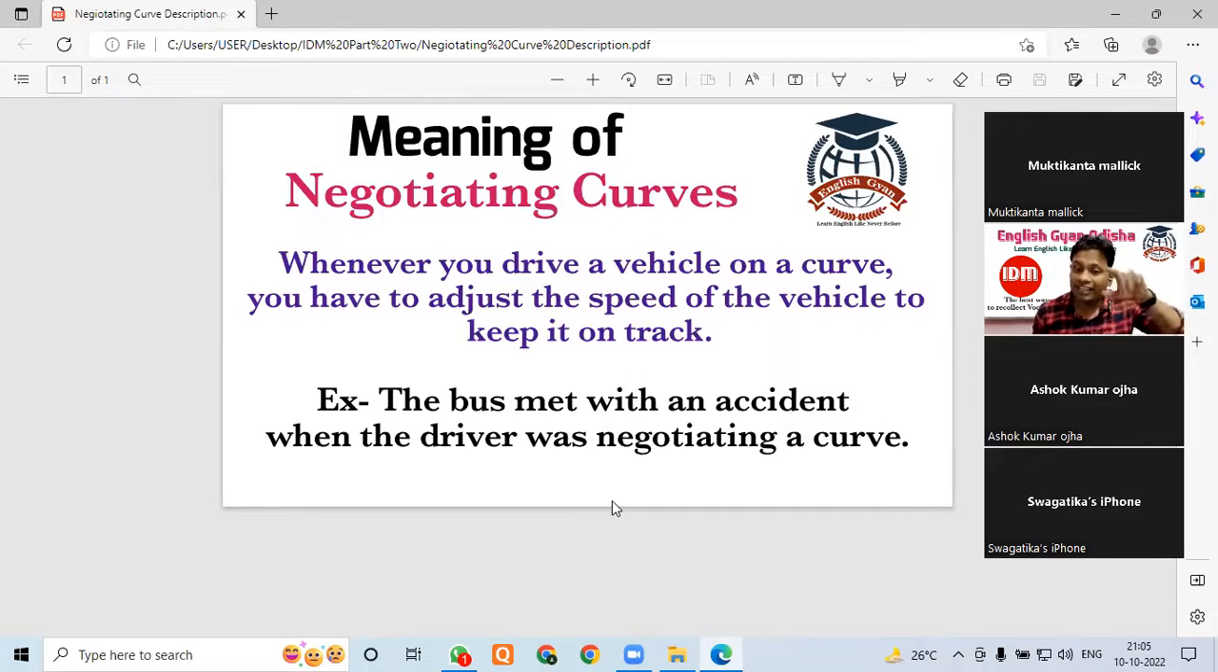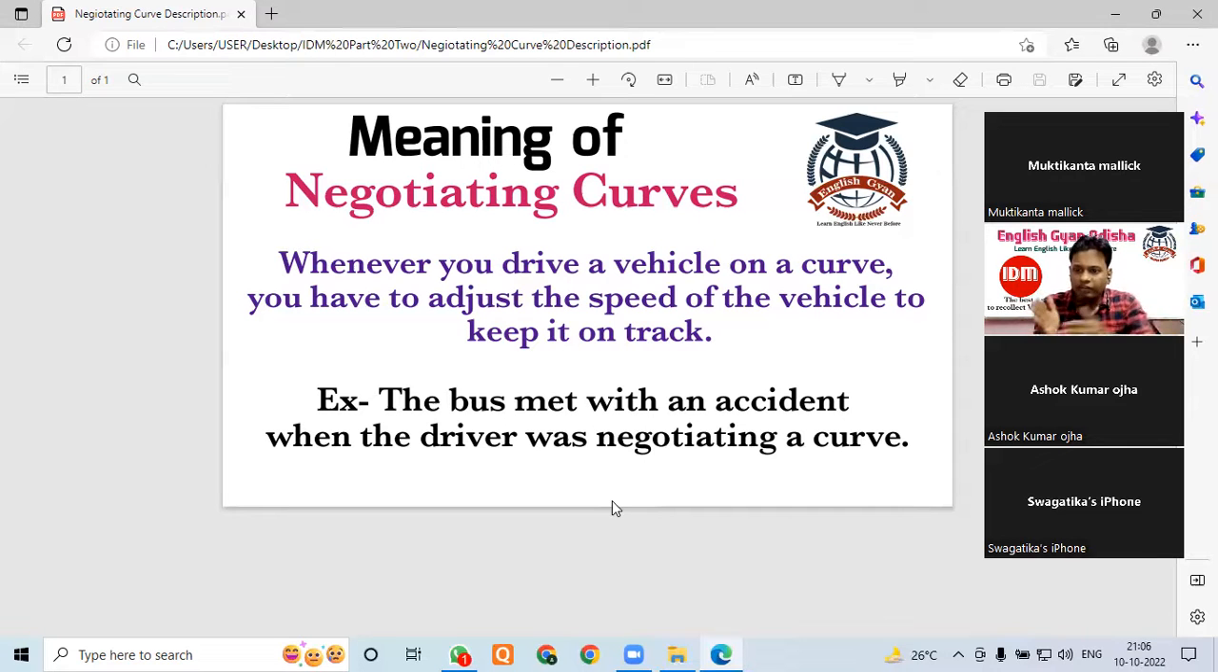So whenever you drive a vehicle on a curve, you don't say I'm driving the curve. On a curve, you can say I'm negotiating the curve. That's very important. Remember. Next time, whenever you're trying to say something, these kinds of words you can find in national and international newspapers, and you can also say how the accident happened. Whenever the car was negotiating the curve, it made an accident, or the driver lost control and it ran into a tree, and there's a massive collision. You can say it like this.